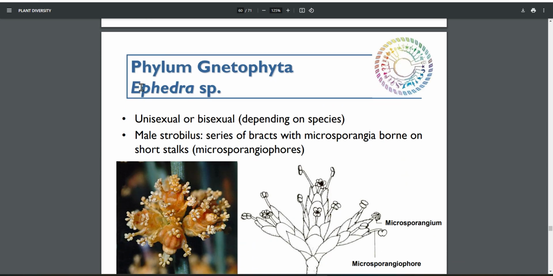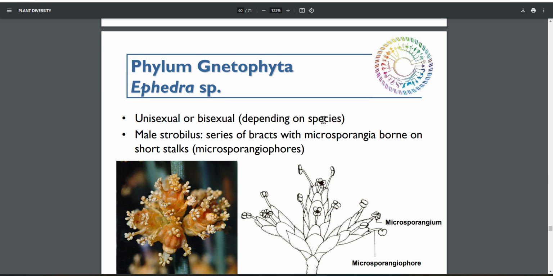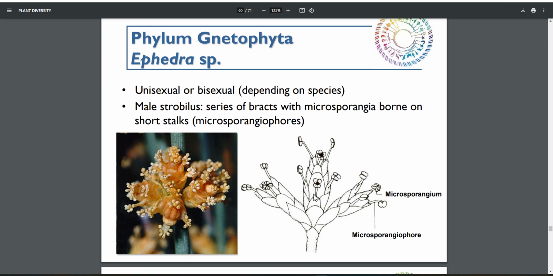But Ephedra could be unisexual or bisexual. It depends on the species. And the male strobilus, so let's see, this entire thing is the male strobilus. They have different branches of microsporangia, and the microsporangia are connected by the microsporangiophore, this little stalk here.